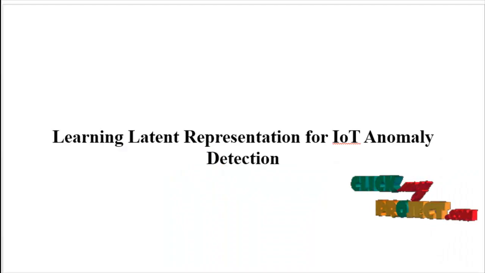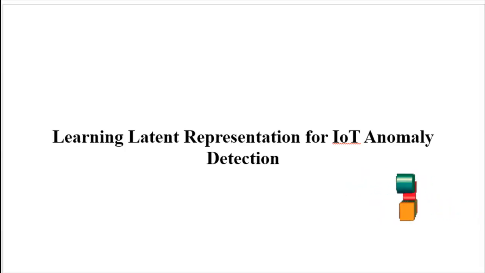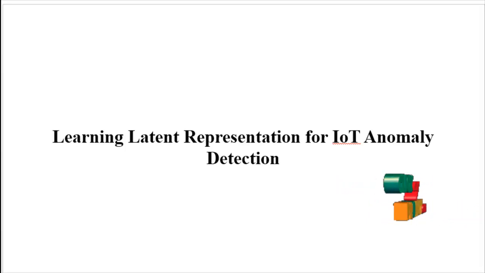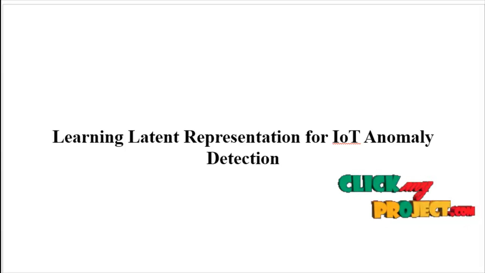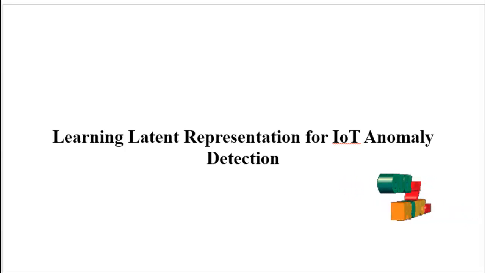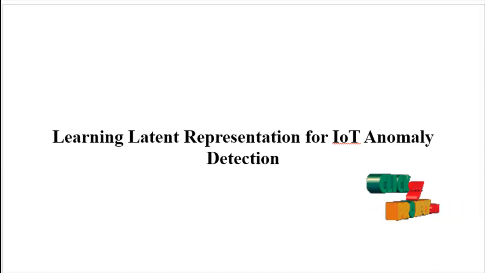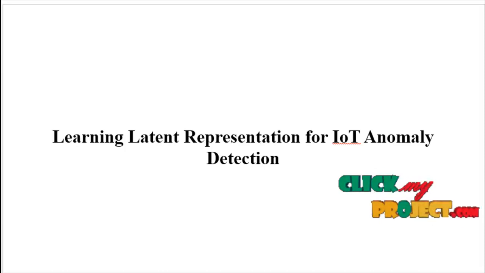Now we are going to discuss learning latent representation for IoT anomaly detection. IoT is the Internet of Things, network communication between smart devices. Latent representation is hidden features, the device's hidden features. Learning is like using ML techniques.